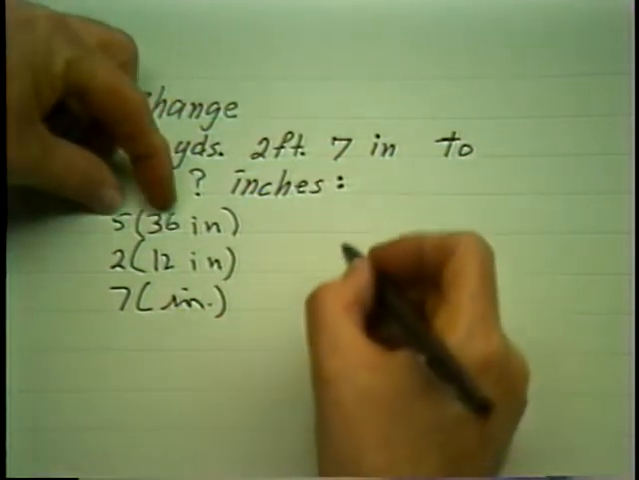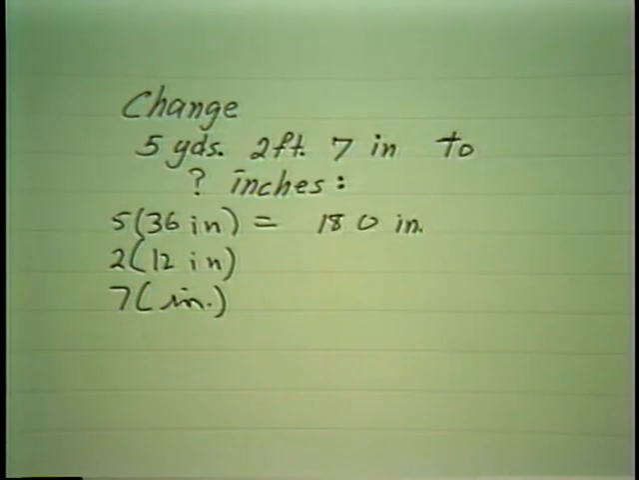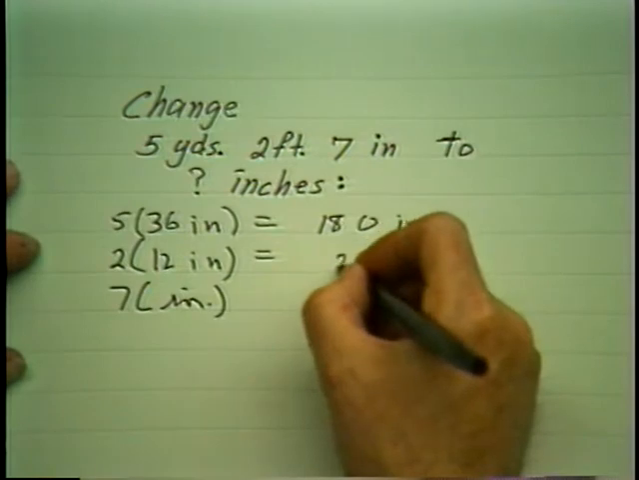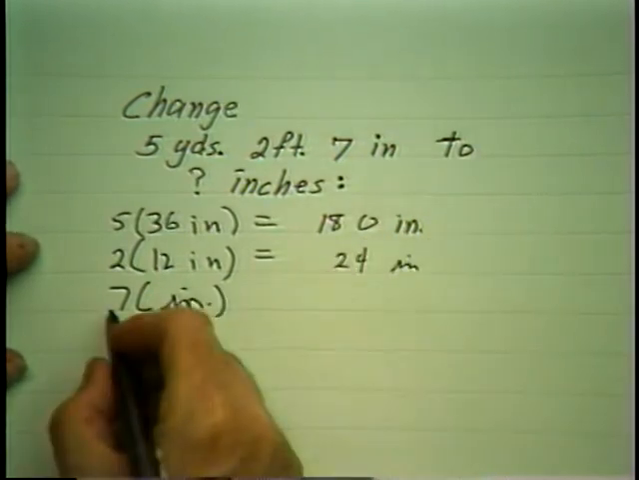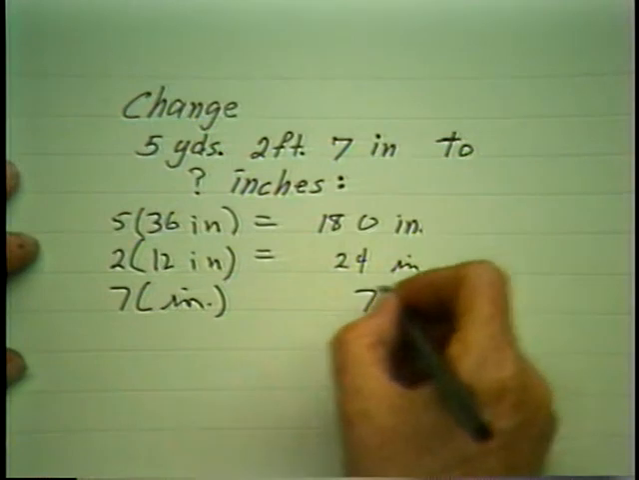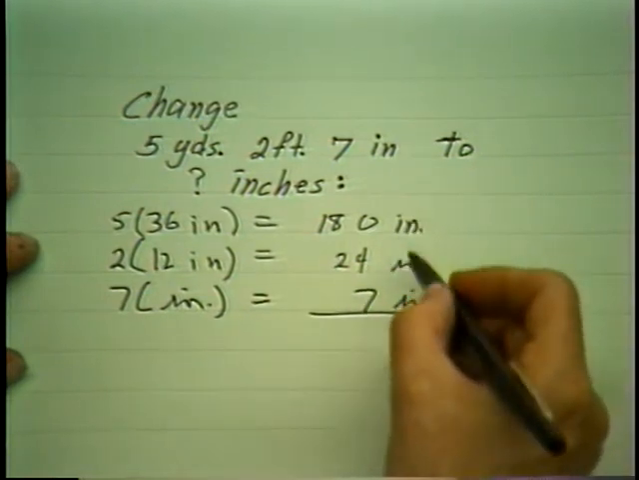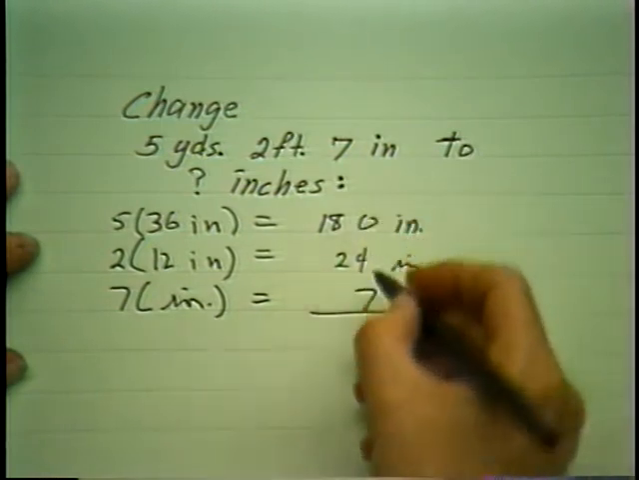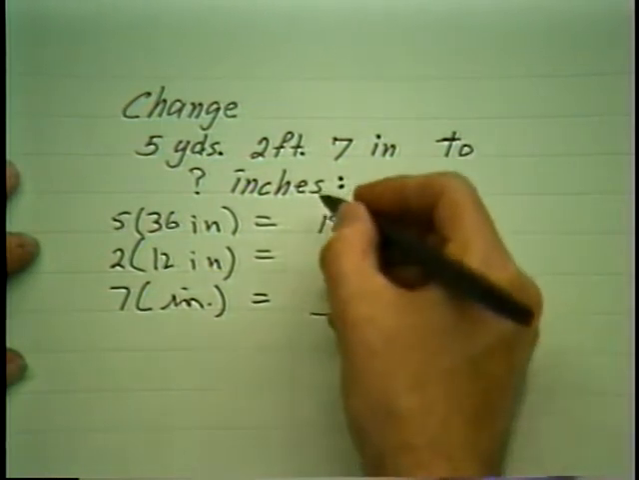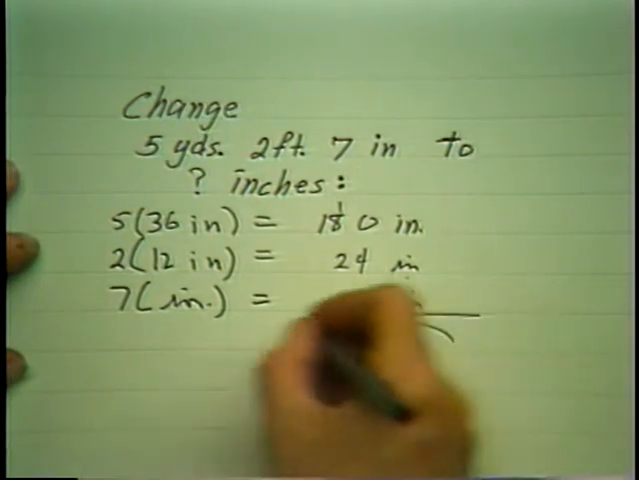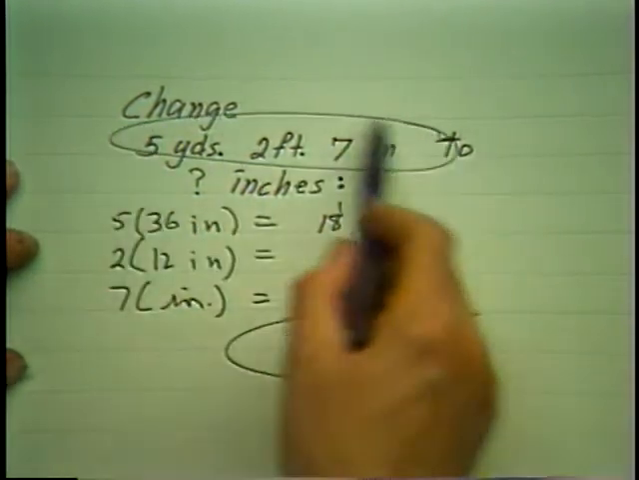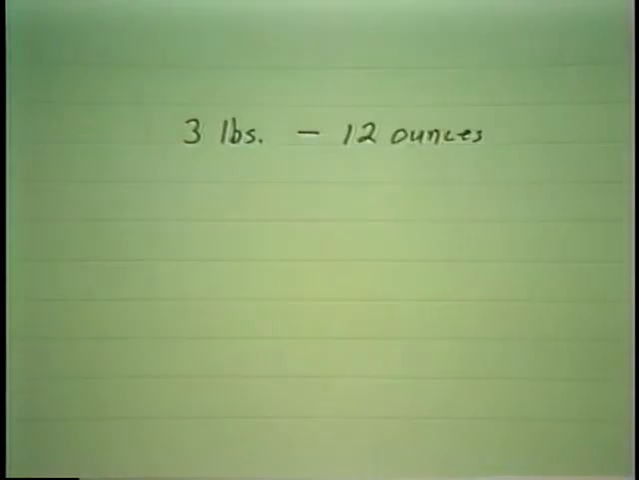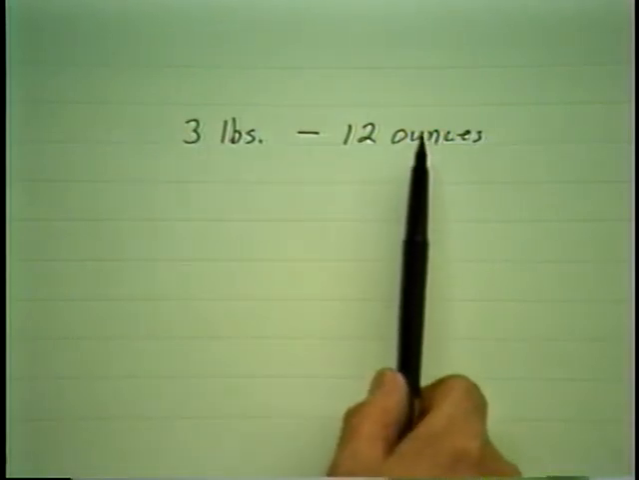So 5 times 36 is 180 inches, and 2 times 12 inches is 24 inches, and 7 inches is 7 inches. Now that they're all in the same unit, like units, we can add their number part, which gives me 211. So we know that 5 yards, 2 feet, 7 inches is in fact 211 inches. Going back to this problem, we now have a clue.